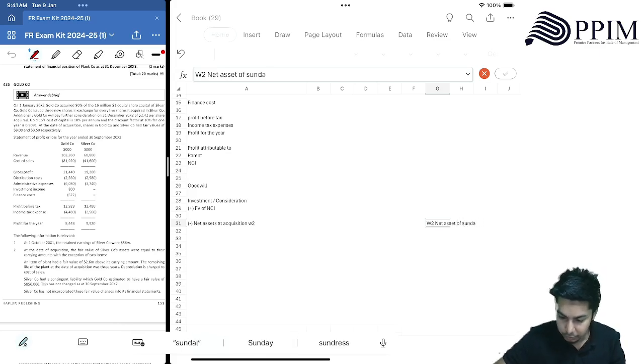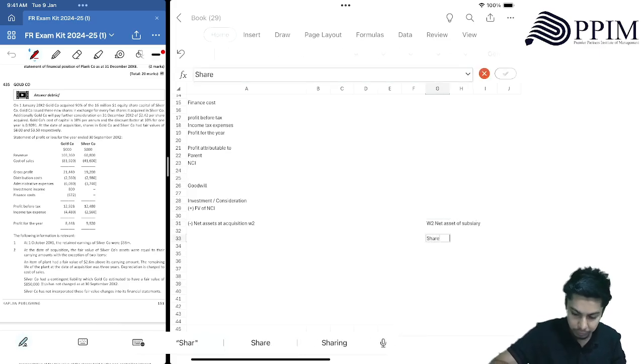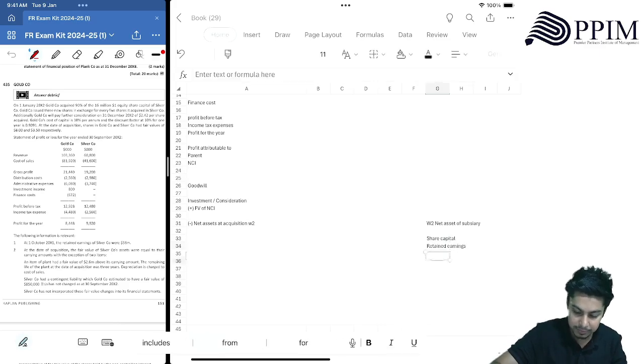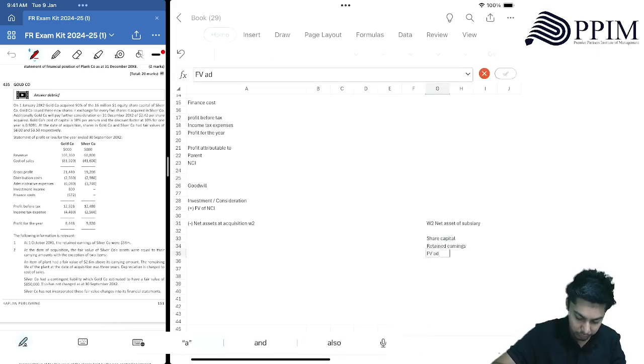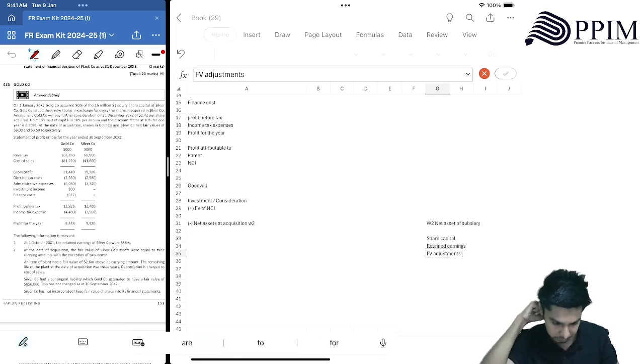Normally for net assets of subsidiary, what are the normal things that we have? We normally have share capital. We also have retained earnings. And what is the other thing that we can have? Fair value adjustments. Both we can have.